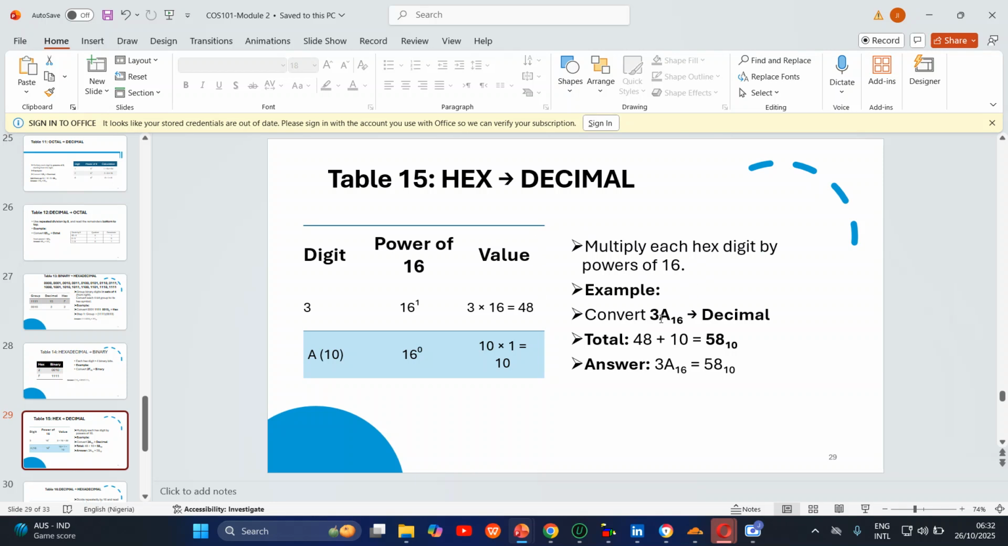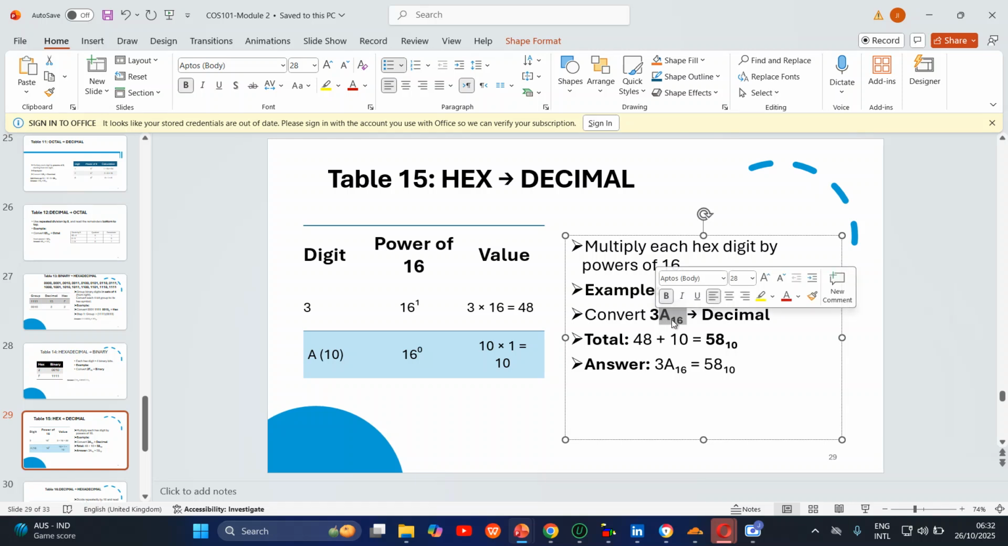So if you're converting 3A base 16 to decimal, you do A times 16 raised to the power 0 and 3 times 16 raised to the power 1. Our A is actually 10, so 10 times 16 to the power 0, and 3 times 16 to the power 1, which gives you 48 plus 10, which is 58 base 10. That's how it works.